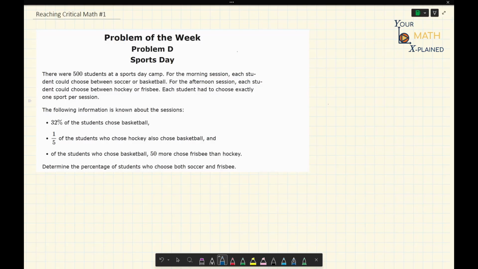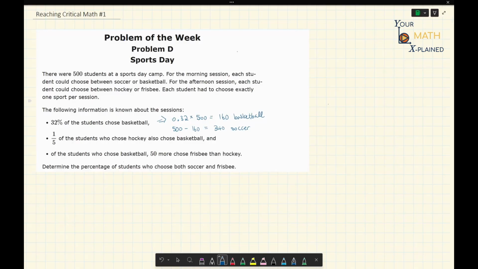The first bullet point is telling us that 32% of the students chose basketball. So right away, that's telling me to take 0.32 and multiply that by the 500 students overall, and that gives me 160 students. And this will represent the number of students that play basketball. Because there are 500 students altogether, and in the morning they can only choose between basketball and soccer, we also know that 500 minus the 160 will give us the remaining students, which is 340 enrolled in soccer. So that's from the first bullet point. That's the information that we can obtain.